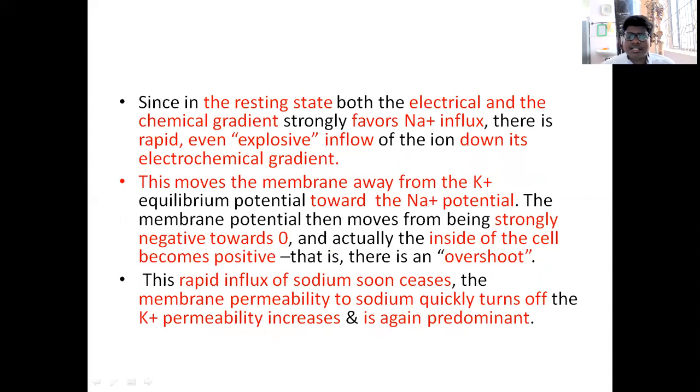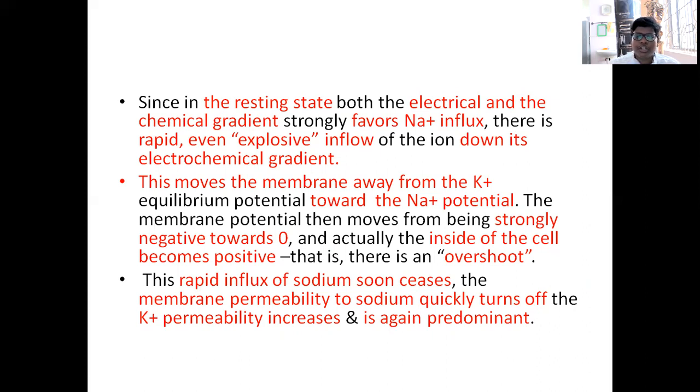Since in the resting state, both the electrical and chemical gradient strongly favor sodium influx, there is rapid, even explosive inflow of the ion down its electrochemical gradient. This moves the membrane away from the potassium equilibrium potential towards the sodium potential. The membrane potential then moves from being strongly negative towards zero, and actually the inside of the cell becomes positive. That is, there is an overshoot.